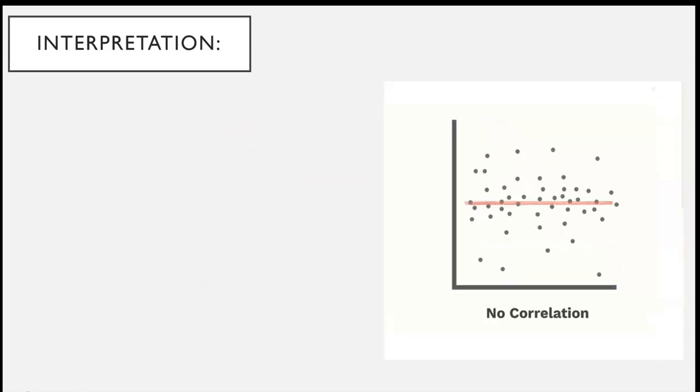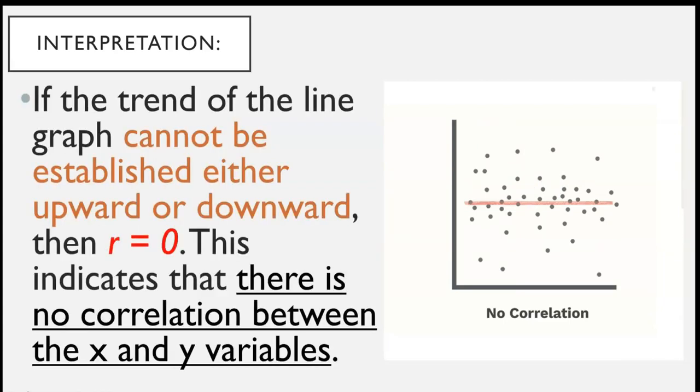The third scenario for Pearson is the no correlation. If the trend of the line graph cannot be established either upward or downward, then r is equal to 0. This indicates that there is no correlation between the x and y variables.